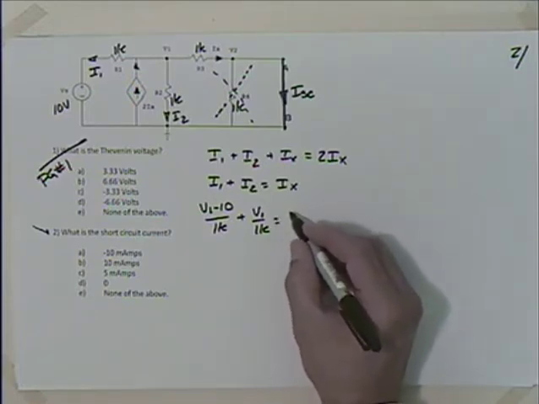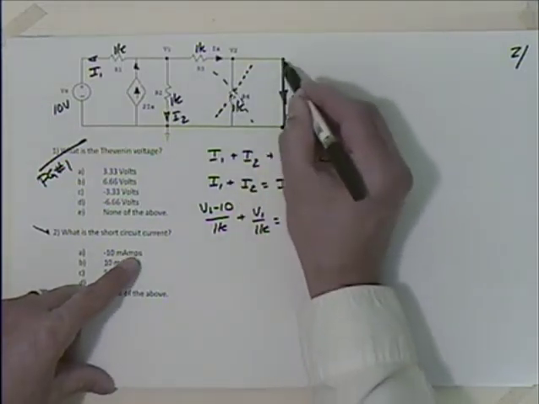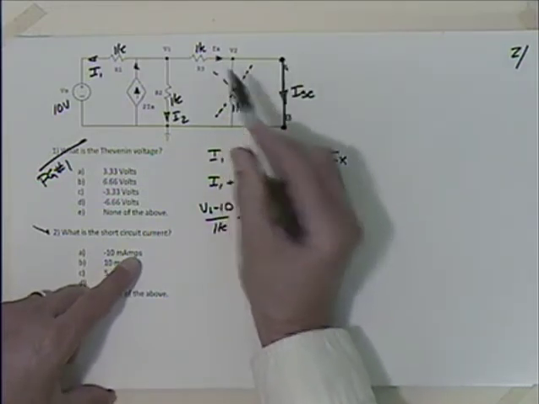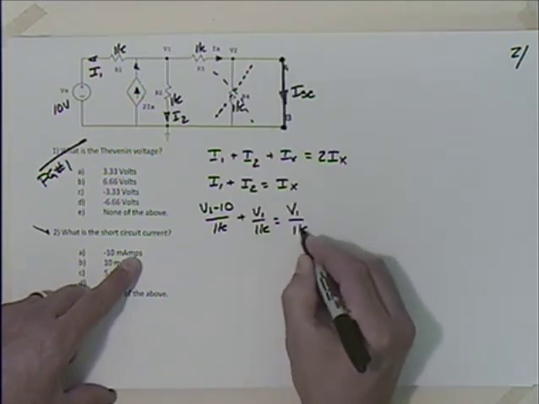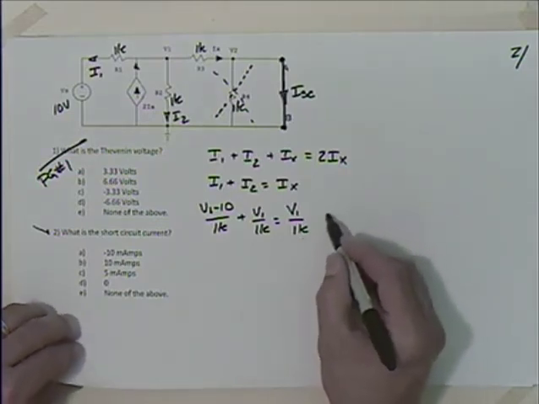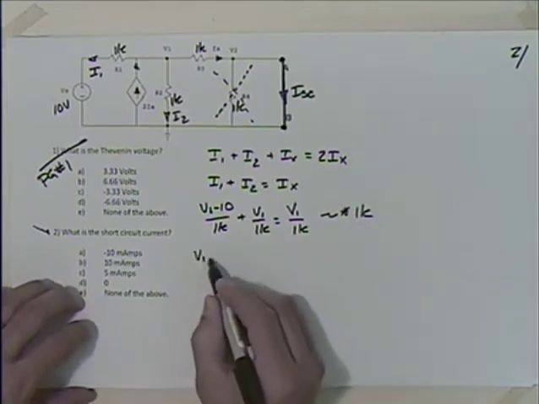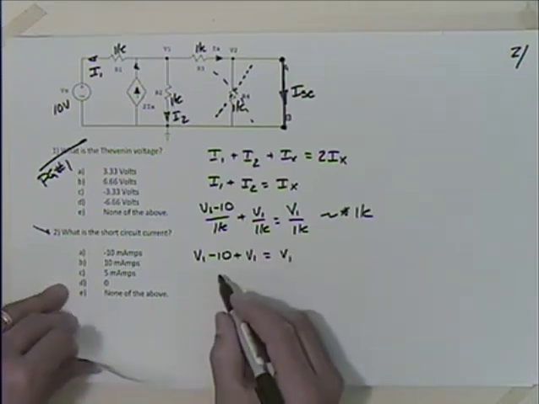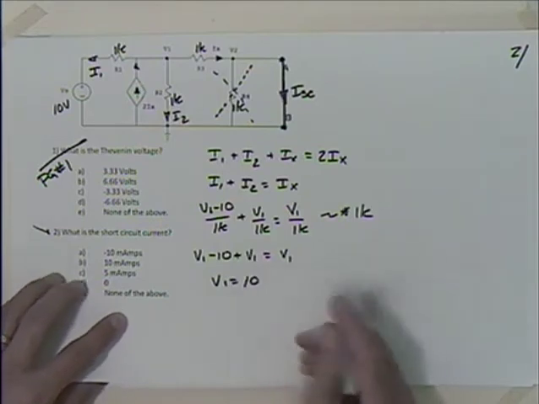Instead of V1 over 2K, now I really have this point, which is ground, is the same as that point, which is ground, because this is short. So I really just have Ix is going to be equal to V1 divided by 1K. So you have to be careful with that. So now I'm going to multiply this thing by, what, 1K? So I get V1 minus 10 plus V1 is equal to V1, or V1 is equal to 10 volts.